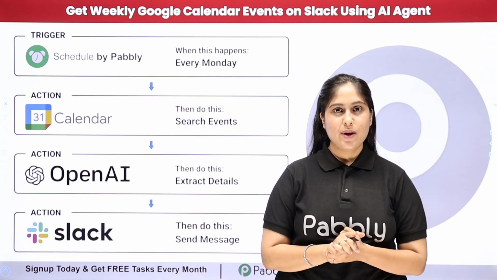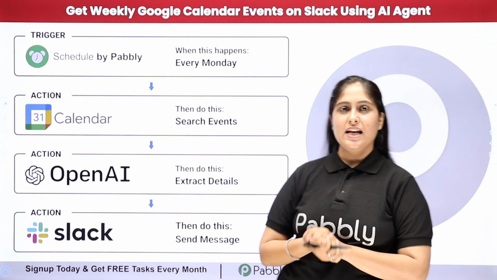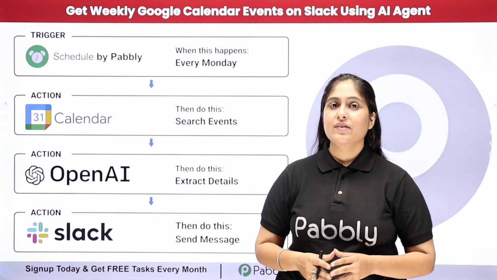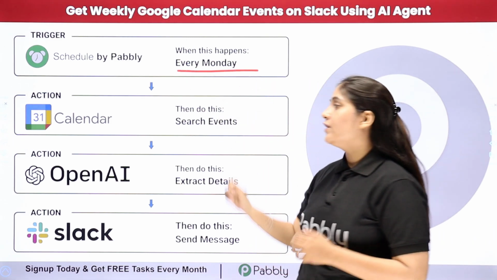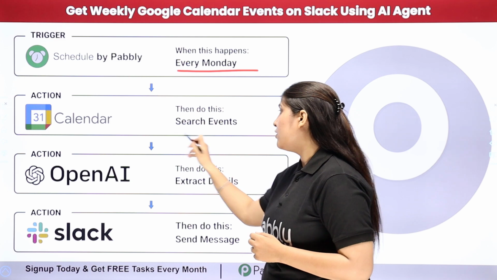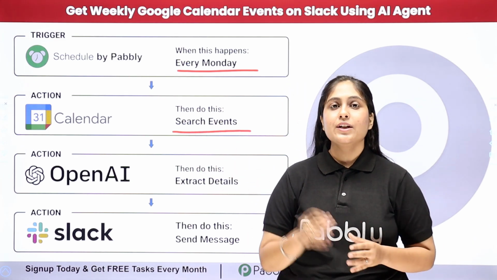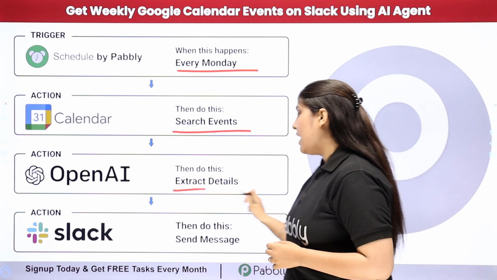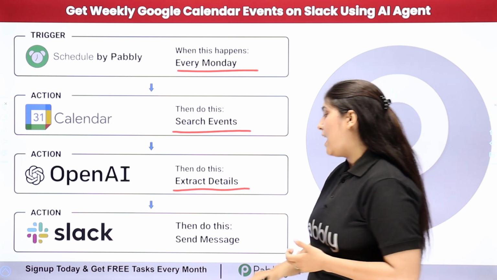In this video, we are going to understand how to get weekly Google Calendar events on Slack using an AI agent. So here my objective is that every week on Monday, my workflow should run and search for the events from my Google Calendar for the entire week. And after searching for the events, it should automatically extract the event details through OpenAI, and after that, automatically send an alert message on my Slack channel.